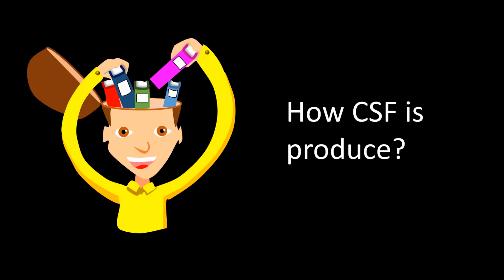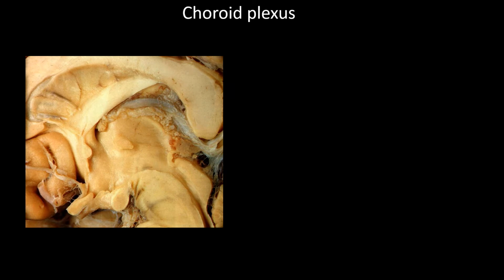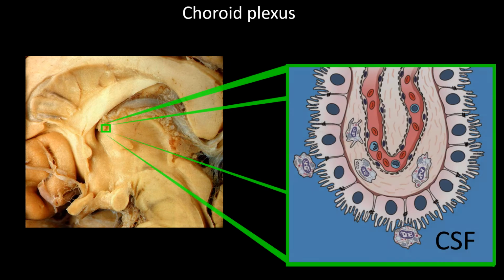Now I'd like to say a few words about CSF production. I hope you are familiar with this specimen. I am going to use it again to tell you about CSF production. Here I am indicating a piece of the choroid plexus. I will now select a small part of it to illustrate some of the components of the choroid plexus.